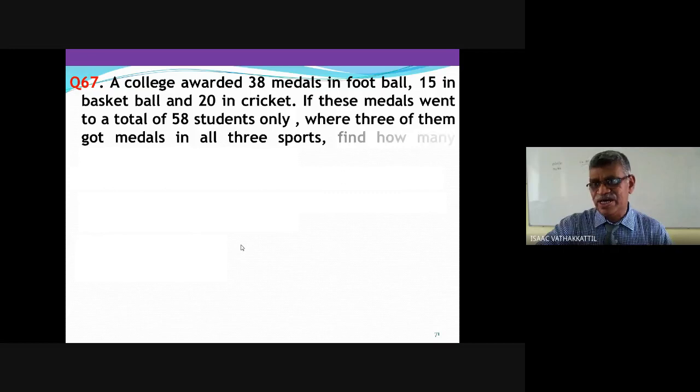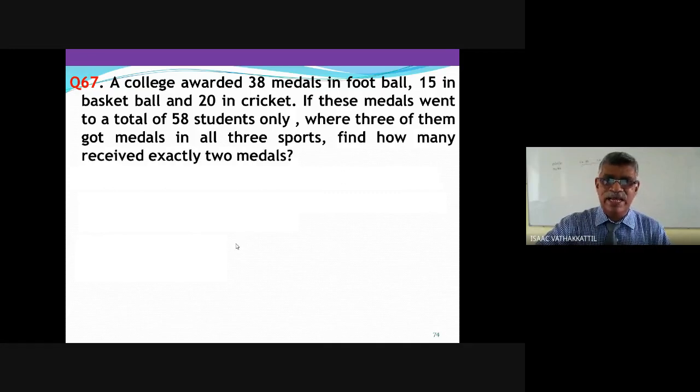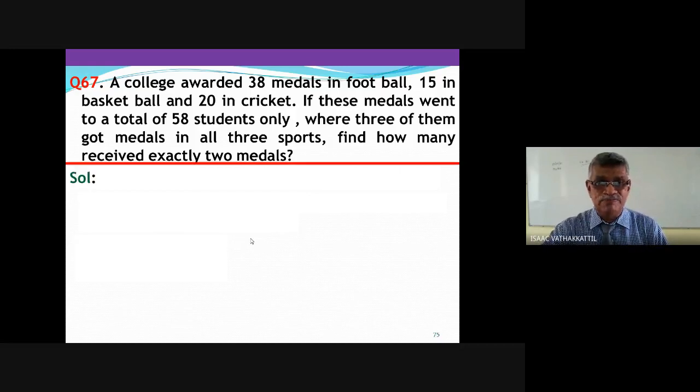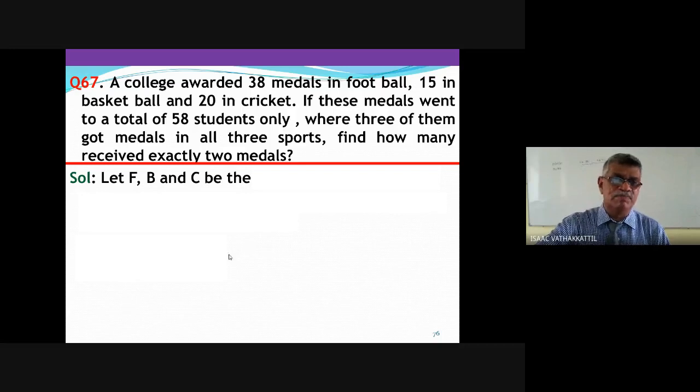Understand the situation. Find how many received exactly 2 medals. Let me bring the data in set format. I am designing three sets, naming them F, B, and C.